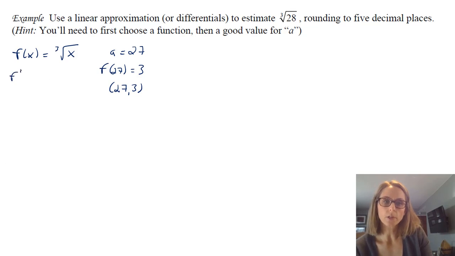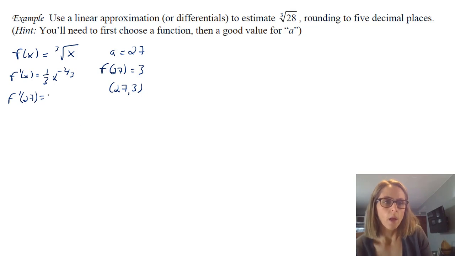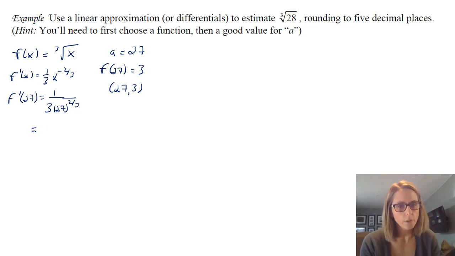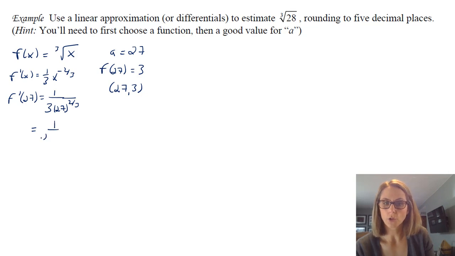And then we still need our derivative. We actually already took it in an earlier problem, so 1/3 x to the negative 2/3. And then if we put in our 27, because we're trying to put in f of a for f prime of a, we're going to get 1/3 and then 27 to the 2/3. So hopefully with your algebra skills, you can do this without needing a calculator, because you can take the cube root of 27 and then square it. And that's going to be 3 squared, or 9, which gives you 1/27.